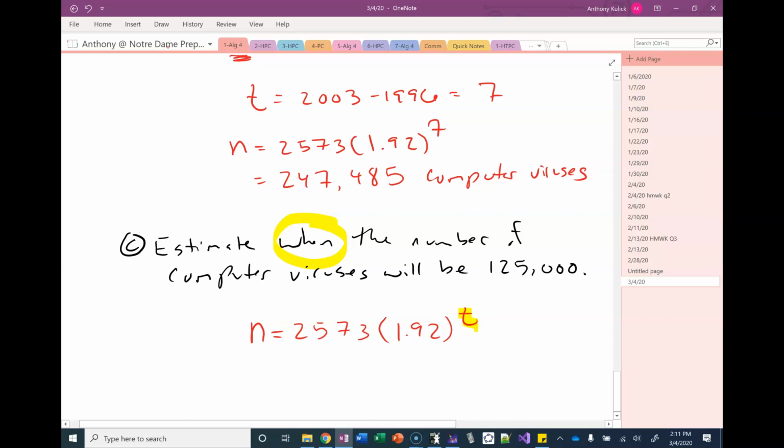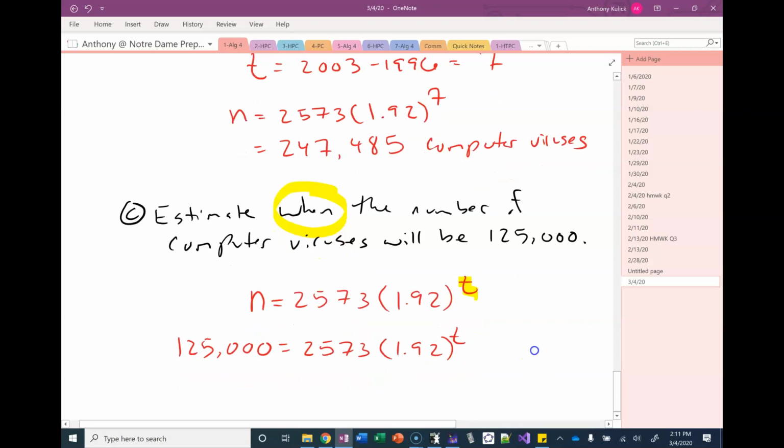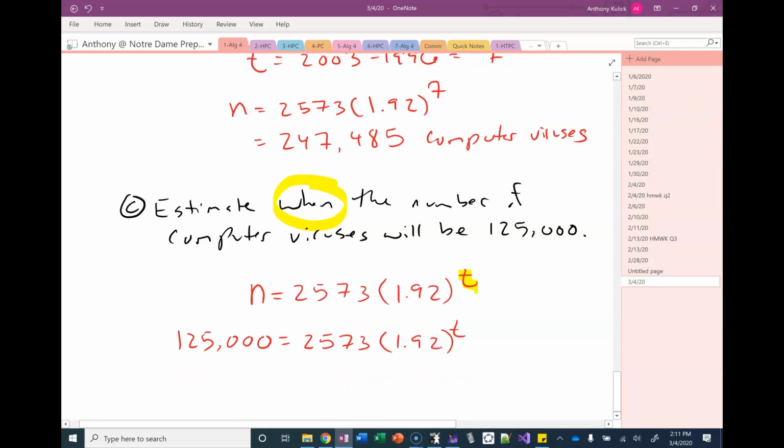So in order to solve for time, we're going to have to plug in a value for n. What is the future value for n in this case? 125,000. We want to know when that value would be 125,000. The present value we know is 2,573. We want to solve this equation now for t. Do we know how to do this algebraically?